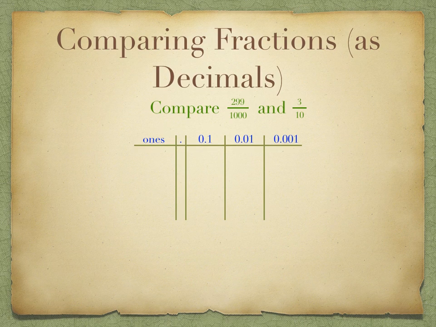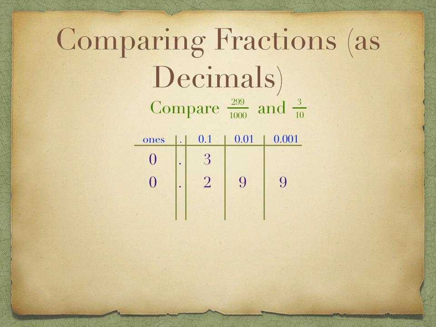What if we have comparing fractions as decimals? So compare 299 thousandths and 3/10. Well, the first thing we would do is write 3/10 in our place value chart in standard form, so it would look like that. And then we would write 299 thousandths in standard form, and it would look like this. And we would notice that 3/10 has more tenths than 299 thousandths, okay?